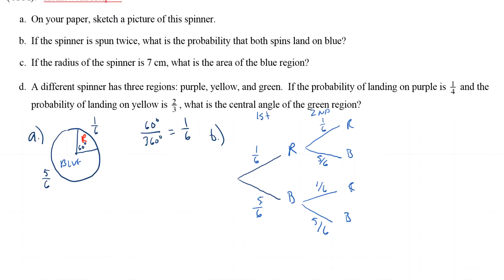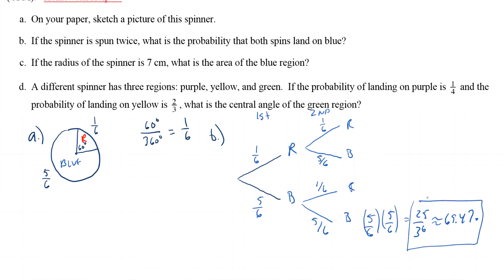Okay, so it says, what's the probability that both spins land on blue? Well, the first is blue and the second is blue, so you multiply these, 5/6 times 5/6. So you're going to get 25 over 36, which we could leave as a fraction, but if you wanted to convert it to a percent, it would be 69.4%. And either one of these is the correct answer. Just depends what you're looking for.